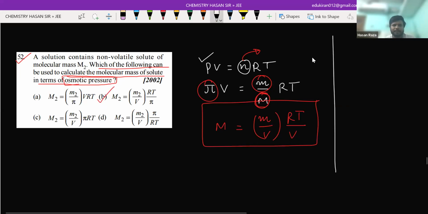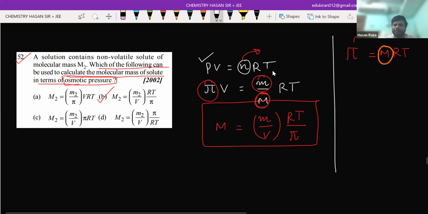Shahid, it is not V, it is pi. Repeated it, pi. Or you can directly use the formula. Pi is equal to MRT, if you have studied. This is the formula of osmotic pressure. And here M is molarity.